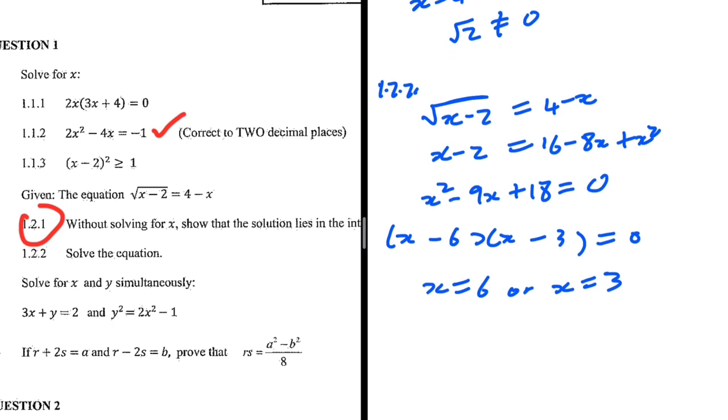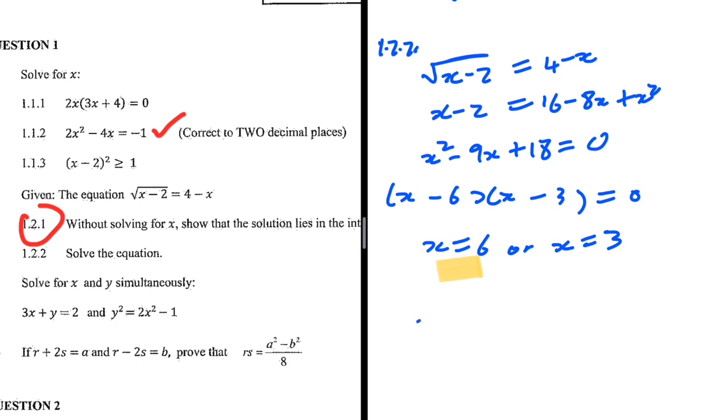Most of the time, one of the answers turns out to not be correct when you substitute it back in the equation. So let's see. Let's substitute x equals 6. We're going to have 6 minus 2, which is 4. And on the other side, we're going to have 4 minus 6, which is minus 2. So 2 is equal to minus 2? x equals 6 is not a solution to this equation.